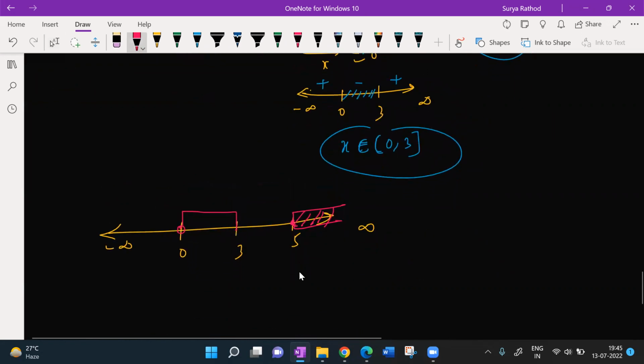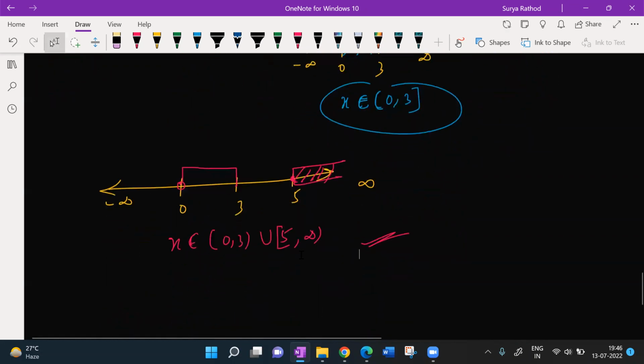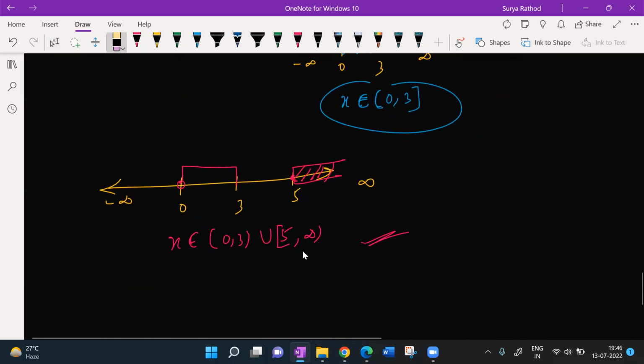Right, so x belongs to what now? X belongs to 0 to 3 union 5 to infinity. This is my domain. Okay, beta, I mean, a common region we have to take, sorry.